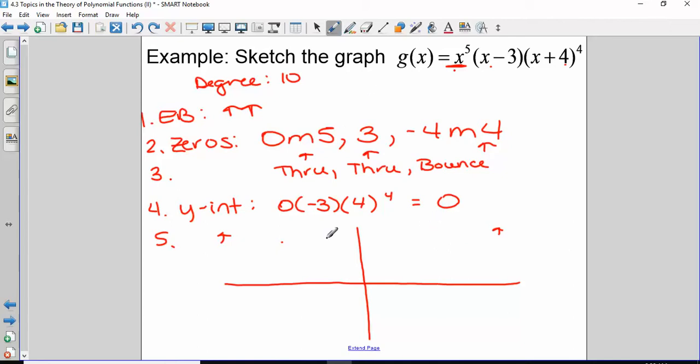Okay, so we hit our x-axis at 0, positive 3, and negative 4. We hit our y-axis at 0, which I already have.